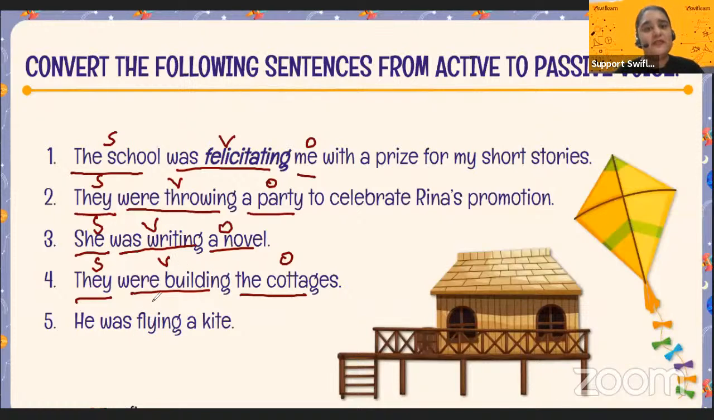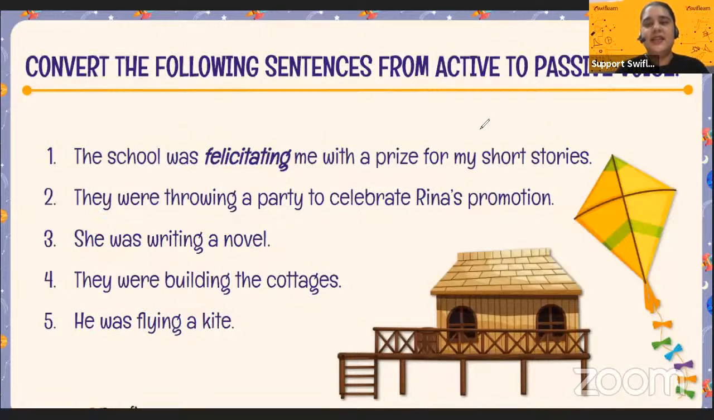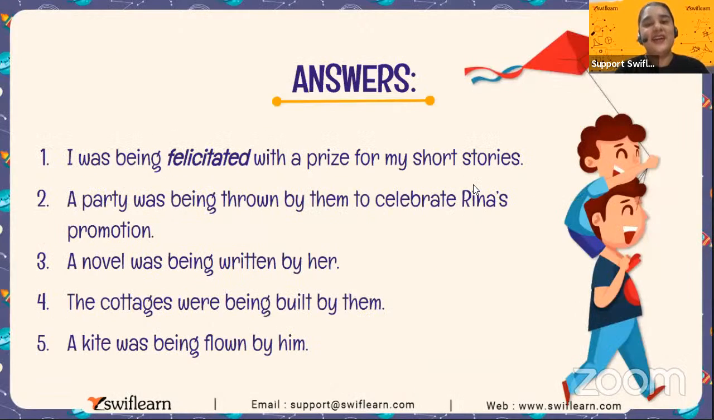Now let's move to fifth one. He was flying a kite. He is your subject. Was flying is your verb. And a kite is your object. Very good. So a kite was being flown by him. Let's move to the answers. Let's check your answers again. So here are your answers.